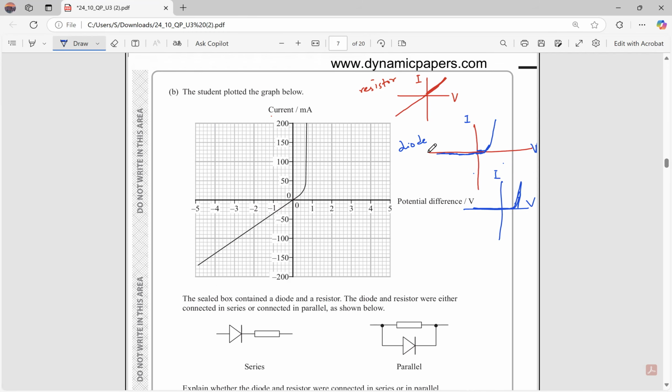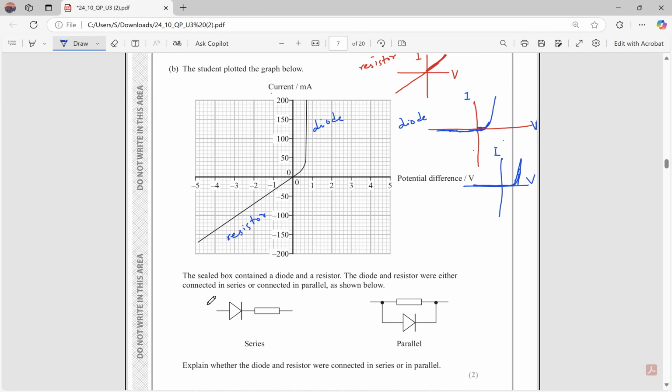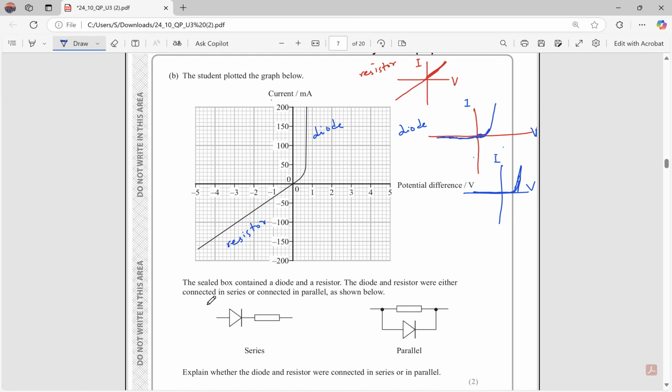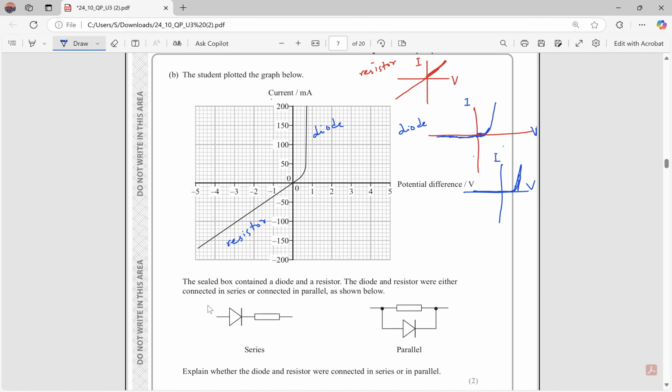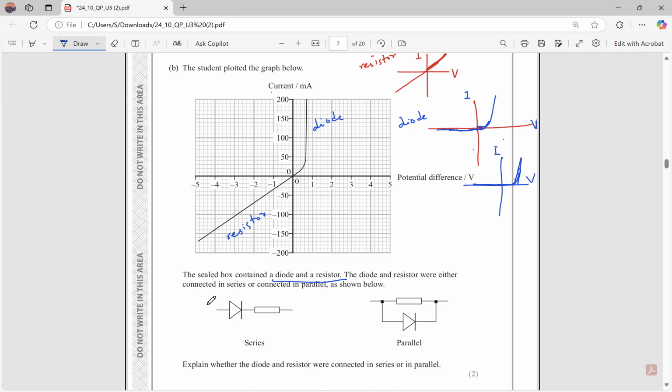Now how do I know what I should think of these graphs? Because there's a graph that looks pretty weird. This region of the graph looks like a diode, but the other region looks like a resistor's graph. So that's why your mind should go to these graphs. The sealed box contained a diode and a resistor. Okay, now there are two things in the sealed box. The diode and resistor were either connected in series or connected in parallel as shown below. Explain whether the diode and resistor were connected in series or in parallel. 2 marks.